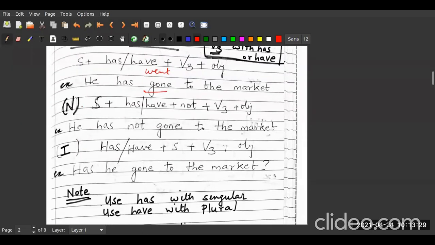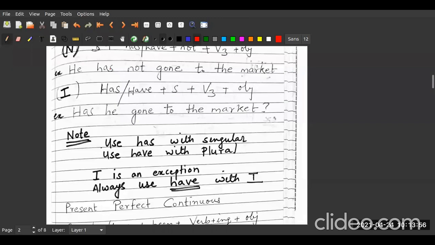ये बेसिक जो हमारा बेस सेंटेंस है, इसमें इसको आगे कर देंगे पहले और इसको बाद में, तो ये इंट्रोगेटिव हो जाता है. So in interrogative you just have to change the position of the subject and the helping verb. So you have to change the position of the subject and the helping verb, it will become interrogative. So again, use has with singular, and have with plural. I is an exception. I and you छूट गया है. I and you is an exception.